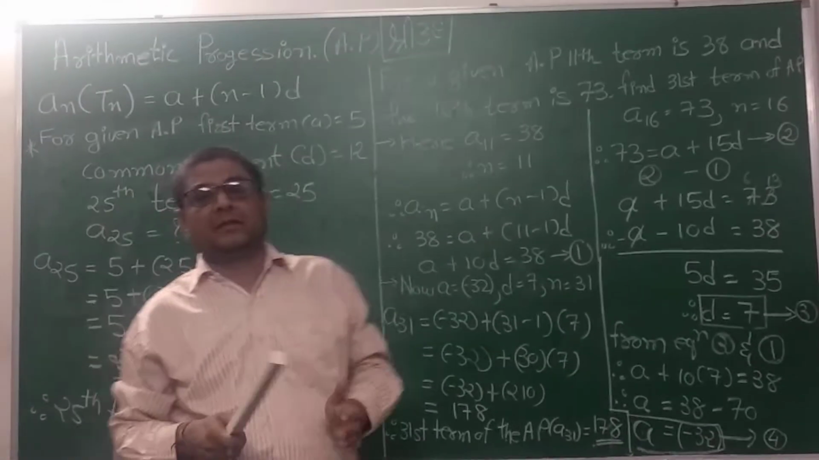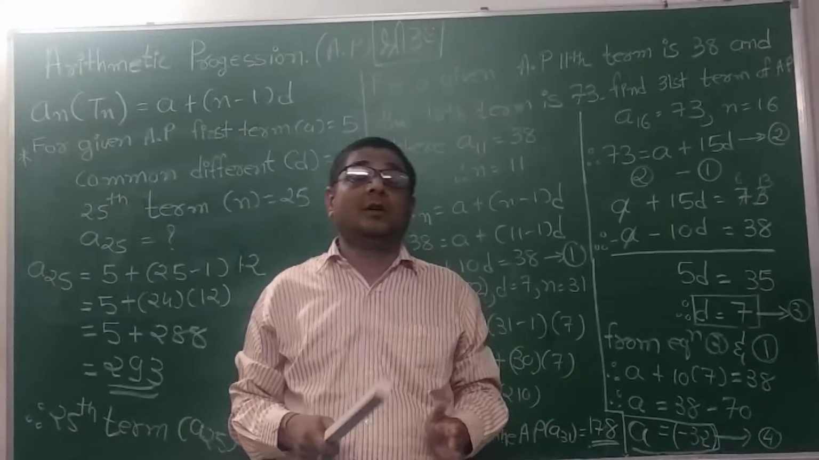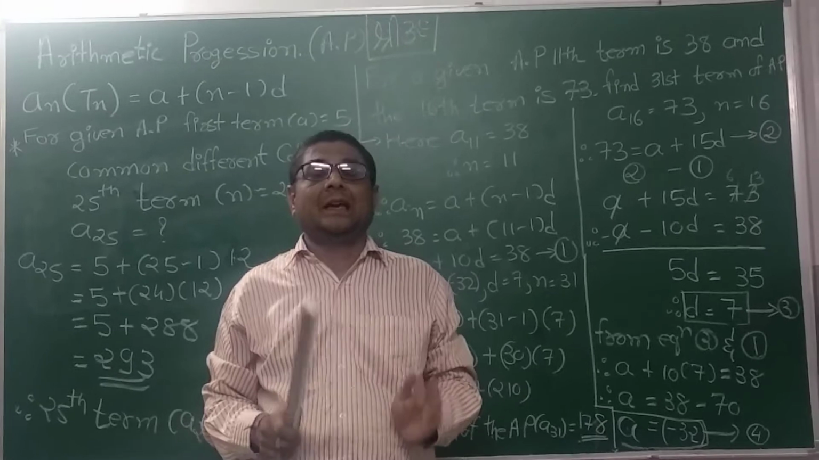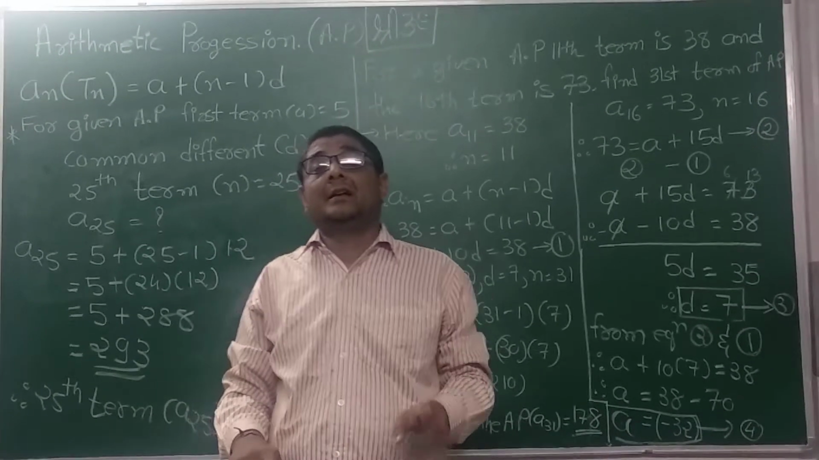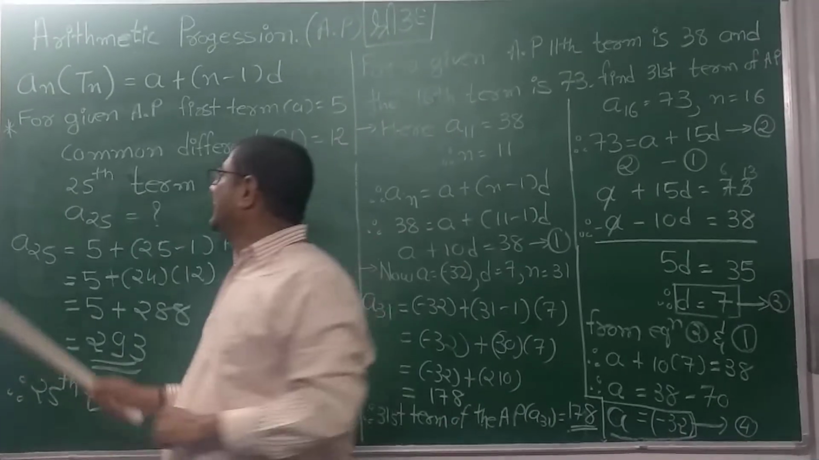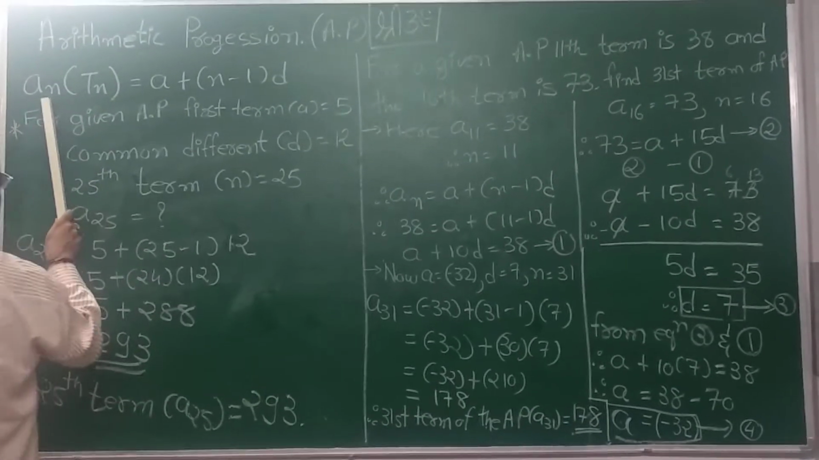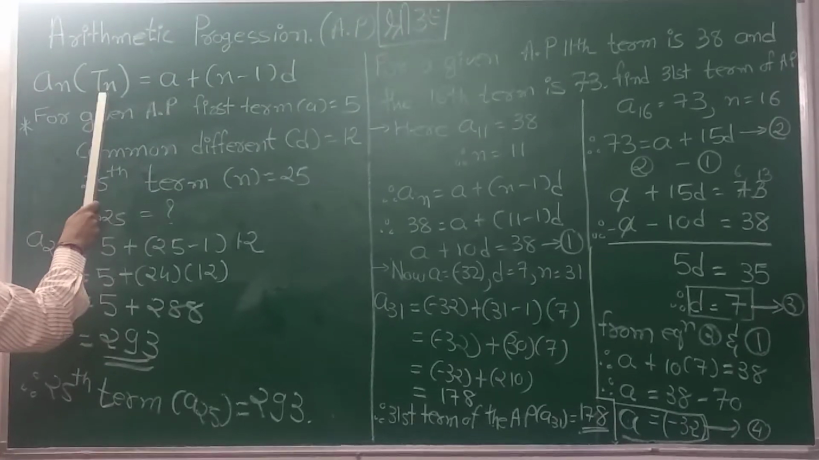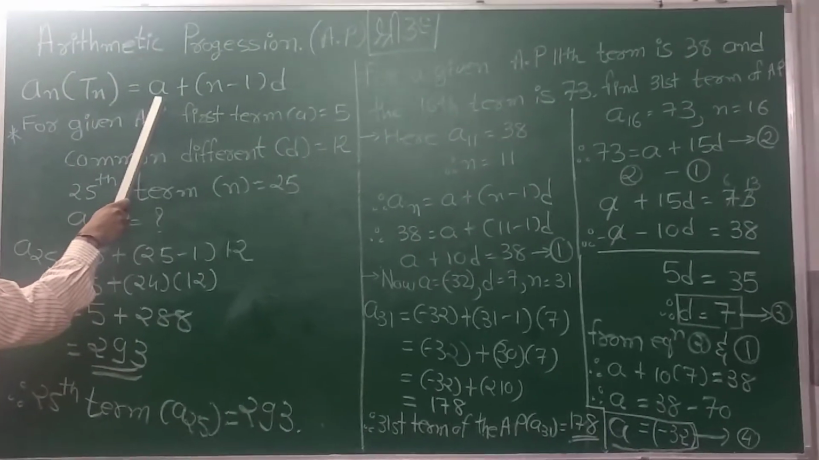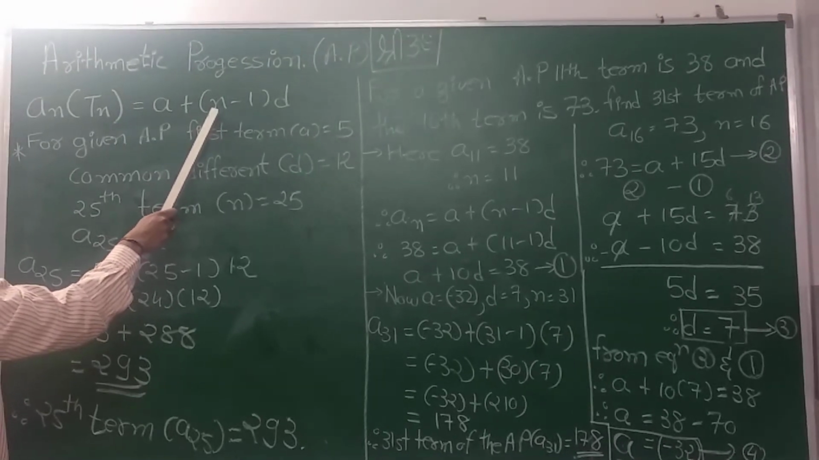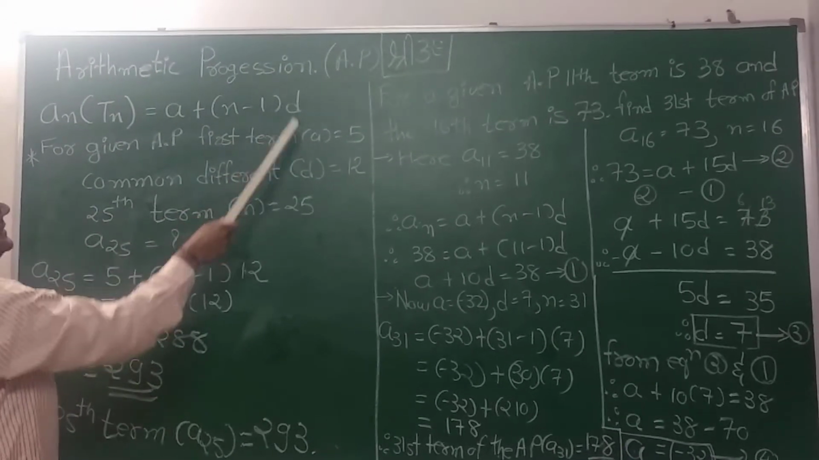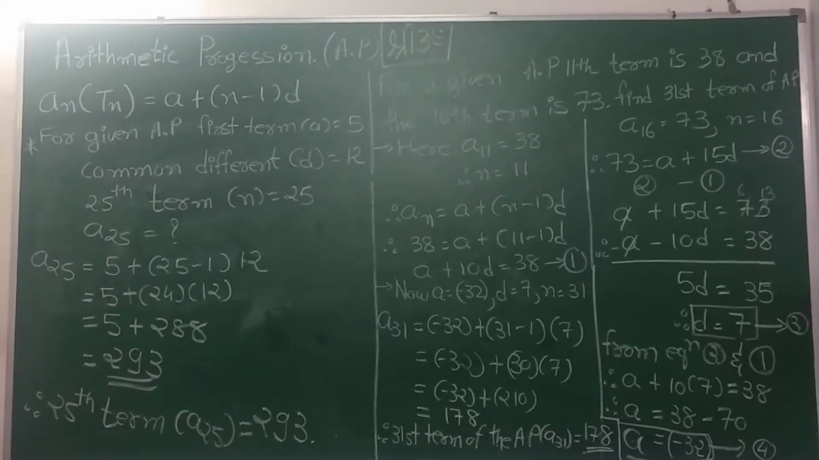Now today we are going to study the arithmetic progression AN formula, which means the nth term formula. There are a total of 4 variables, that is AN or TN. First, A is known as the first term. N is known as the nth term, according to the statement it varies. And D is the common difference of consecutive terms.